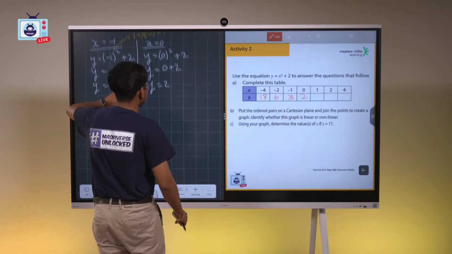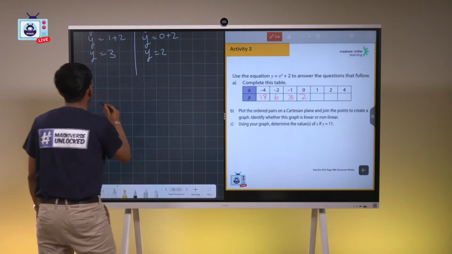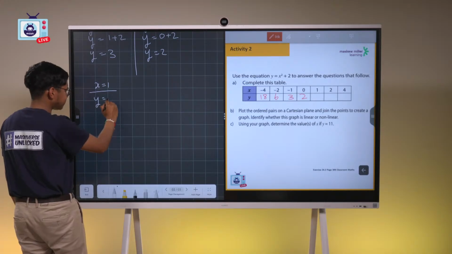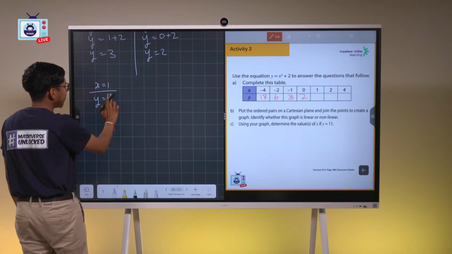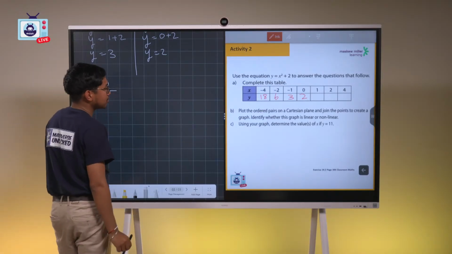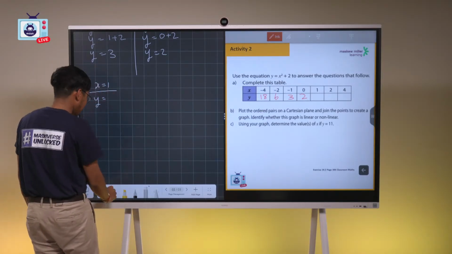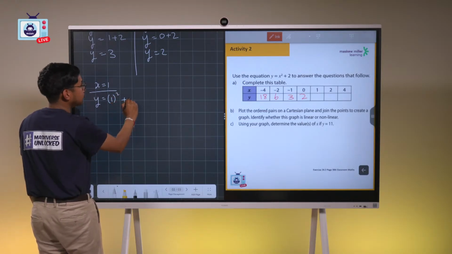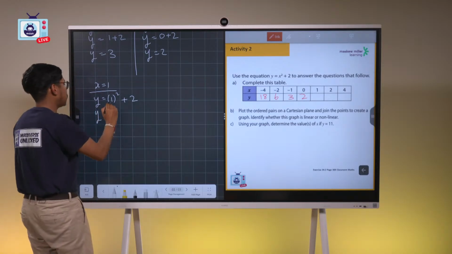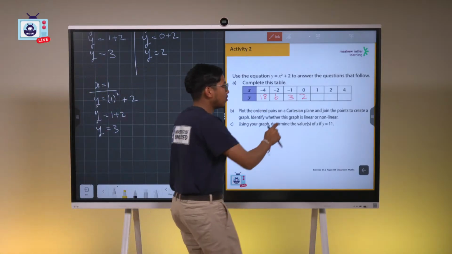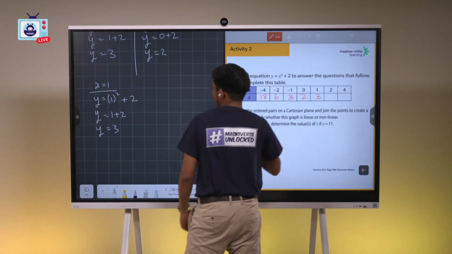Right. My next input value is 1. So I'm going to say when x is 1, so now y will be equal to 1. I don't need brackets now really, because I'm dealing with positive numbers, but it's still a very good practice to use brackets. So I'm actually going to keep my brackets there for consistency. So 1 squared plus 2. So 1 squared means 1 times 1. So 1 plus 2 is 3. So my input value of 1, my output value is 3.